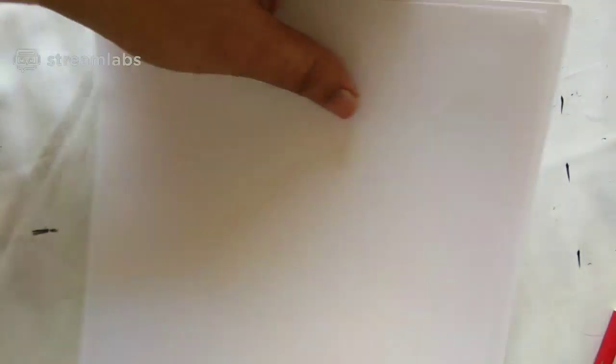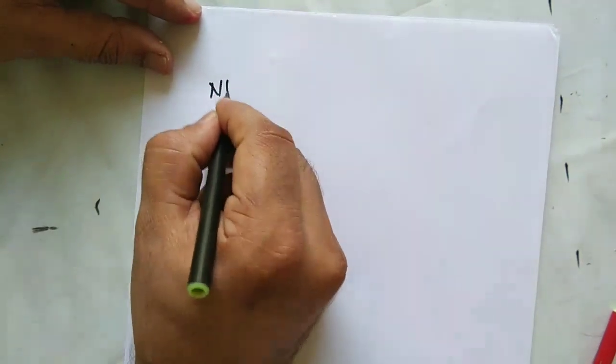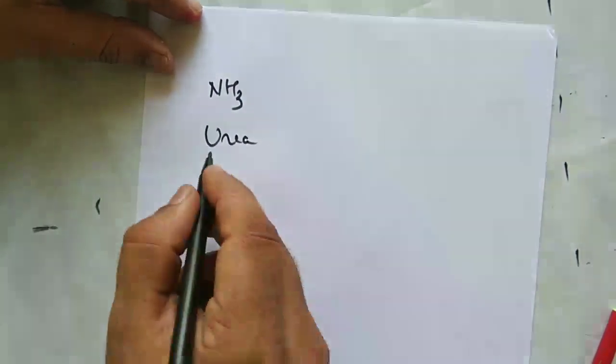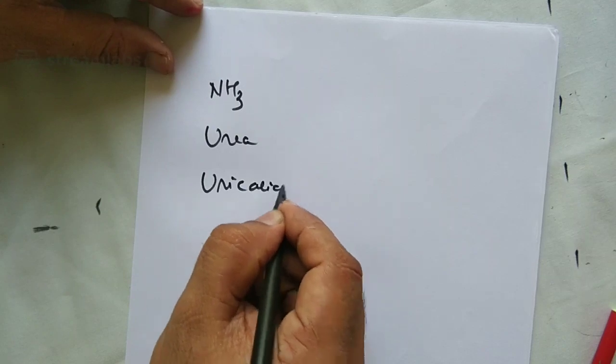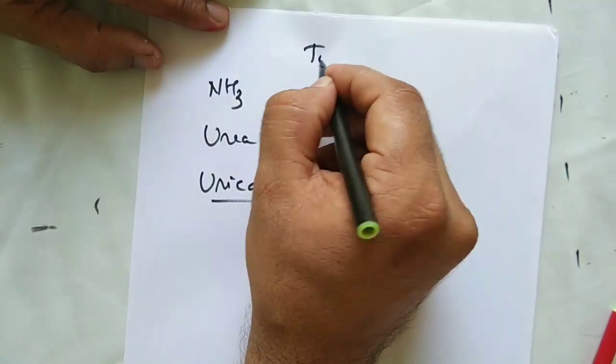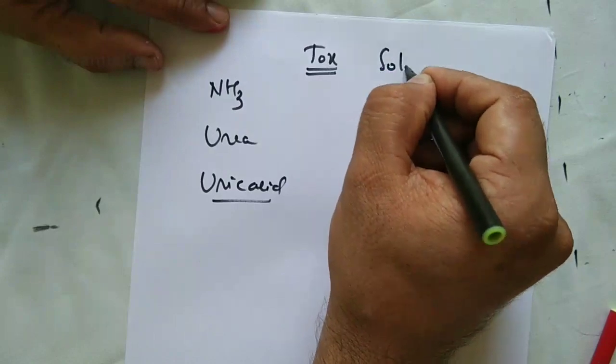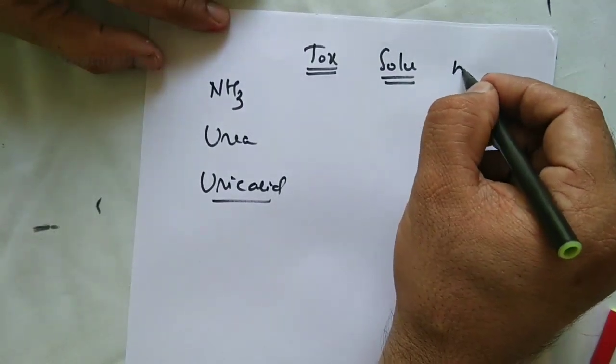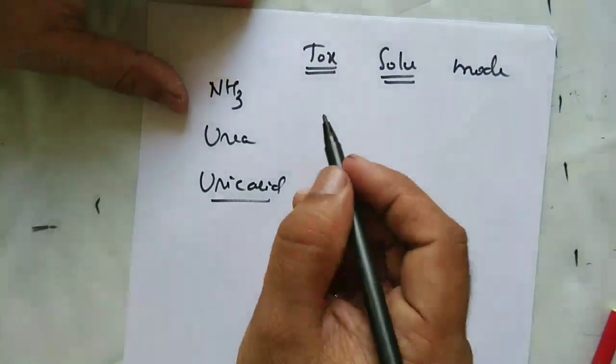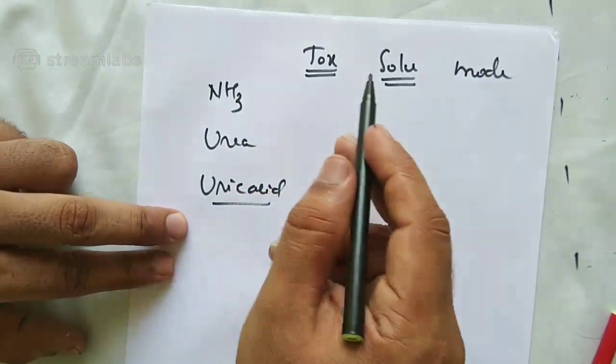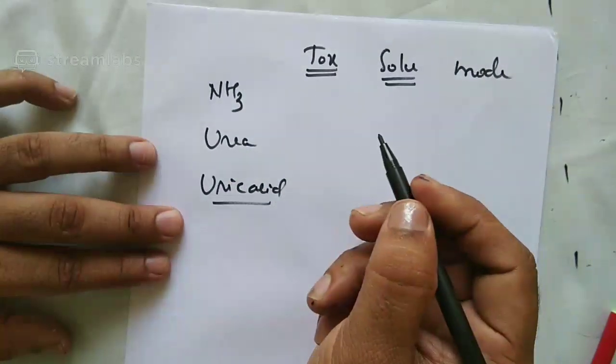With that, we have finished this chapter, and I'm going to take some of the important aspects of excretory products and elimination. See here. If I ask some questions to you students, you tell me: if I take ammonia, urea, uric acid, and I take toxicity, solubility, and mode, among ammonia, urea, and uric acid, which is more toxic?